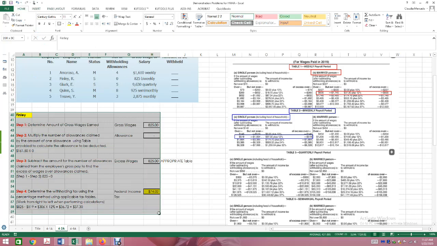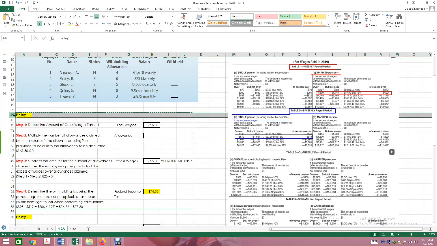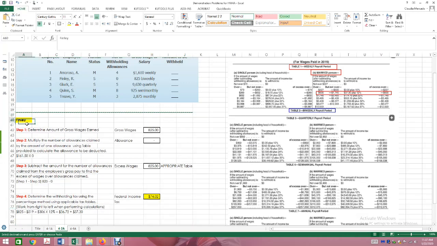So I'm going to copy and paste once again. And I'm going to hide this. I don't want to confuse you again like I did right now. So now I'm going to do Gluck. Let me delete the information here. So now we're doing the third employee.